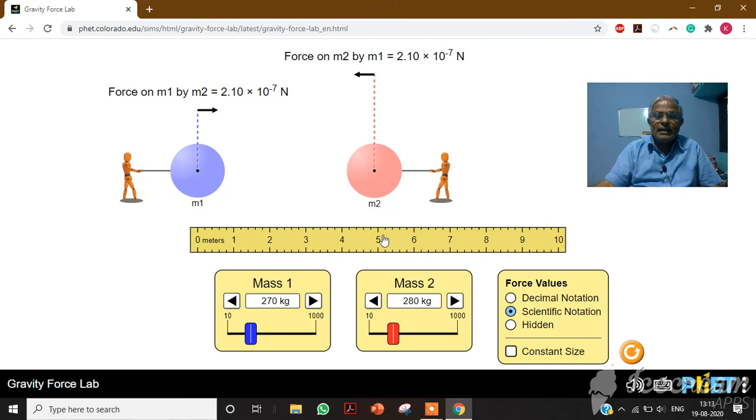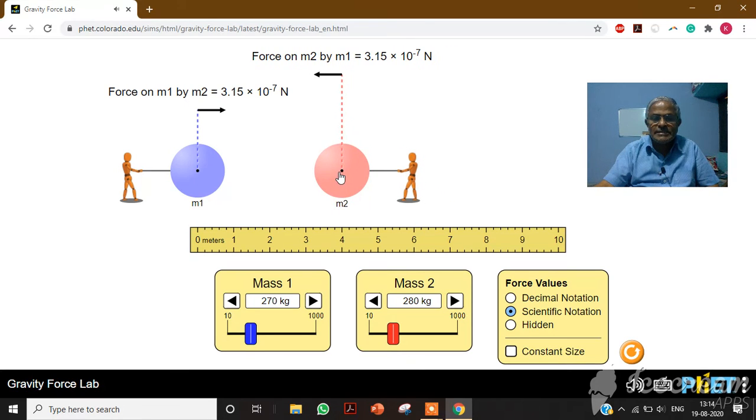Now, I am decreasing the distance between them. When you decrease the distance between them, the force of attraction will be increased. See, observe how it varies. It is now 2.10. I am decreasing to 4 meters. It is increased to 3.15 × 10^-7 newtons. So, we decreased the distance from 5 meters to 4 meters, so force of attraction is increased.